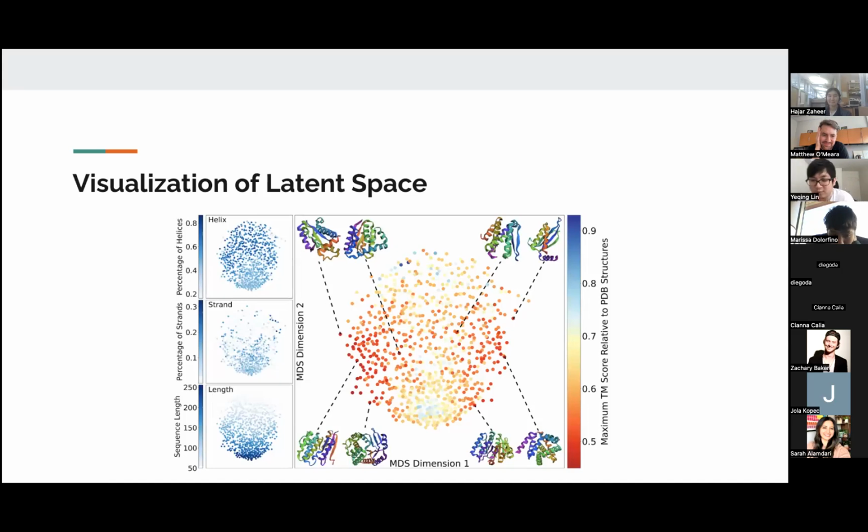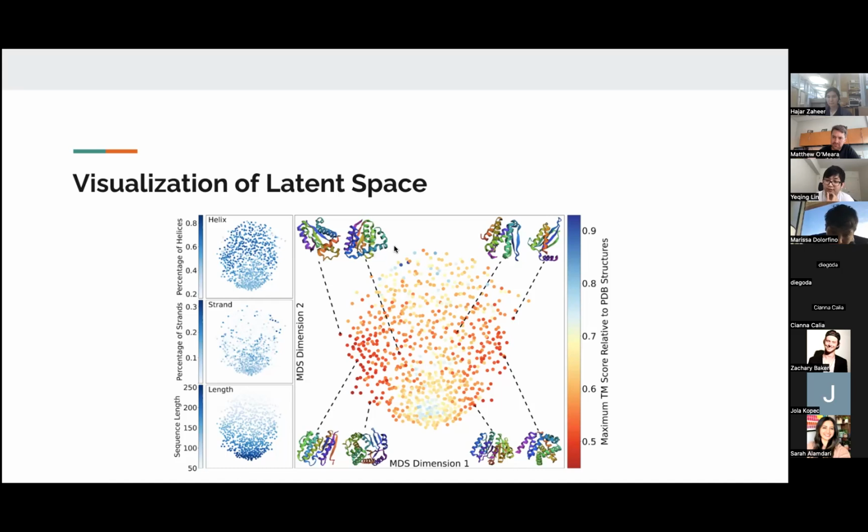And last part, this one is pretty much done. So last part is the visualization of the latent space. On the right, we are showing the maximum TM score relative to the PDB structure. We are seeing pretty much diversity across the space. And on the left, we are seeing the distribution of helices, strands, and length as well. It's also showing some of the examples there.